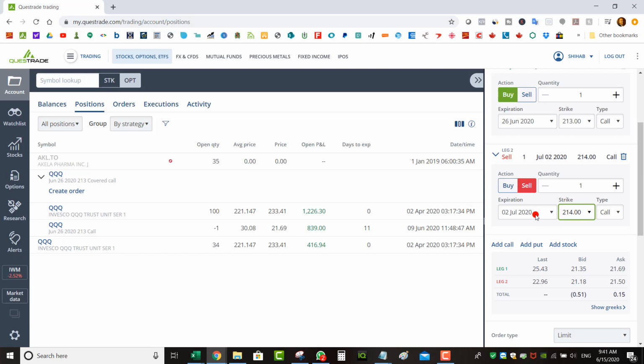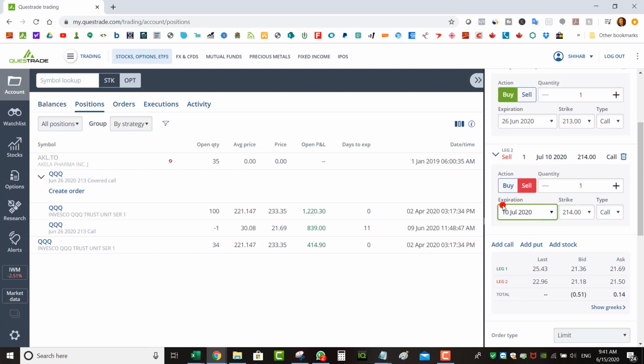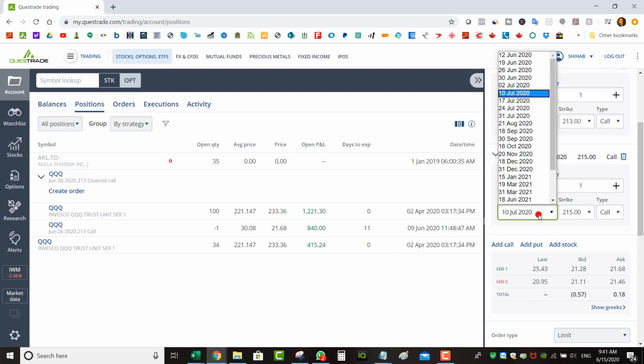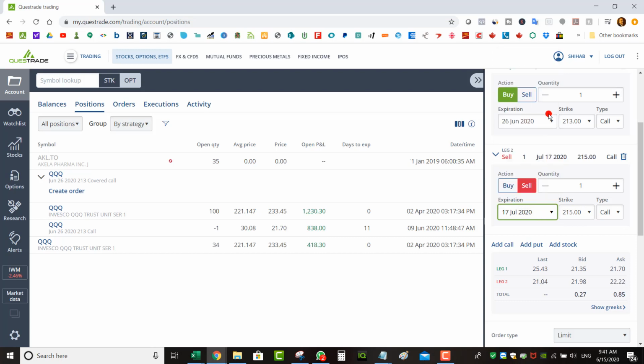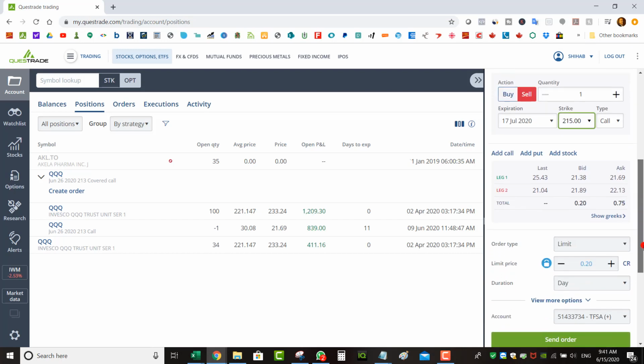So I'll have to go further out, maybe July 10th or July 17th. At July 10th, at a 214 strike, I can collect a credit. Let's see, at 215, I cannot collect a credit. So if I go to July 17, even further out, at a 215 strike, I can collect the credit. So that's good. At 216, I cannot collect the credit. So at 215, I can collect the credit between 23 and 76 cents, as you can see there.